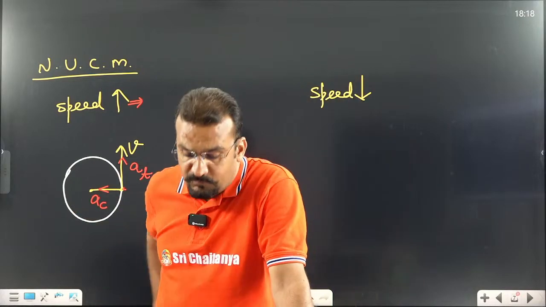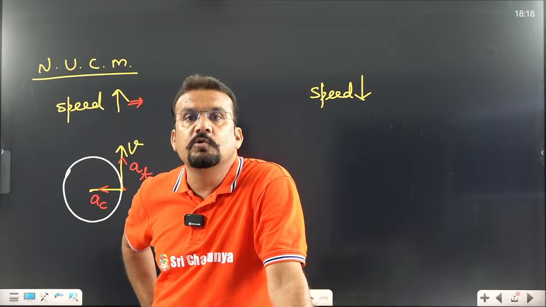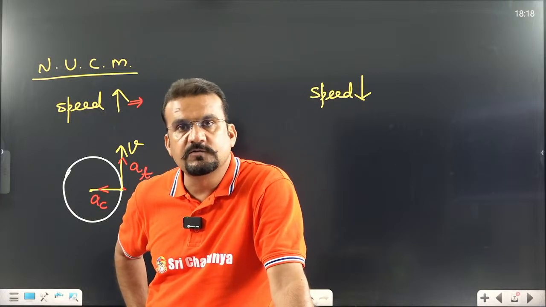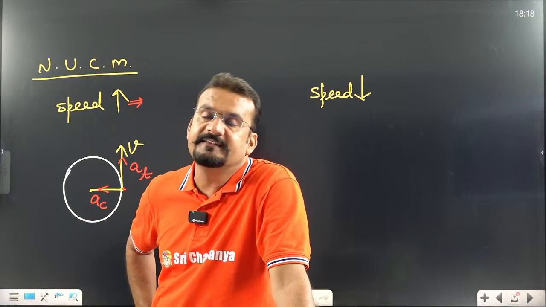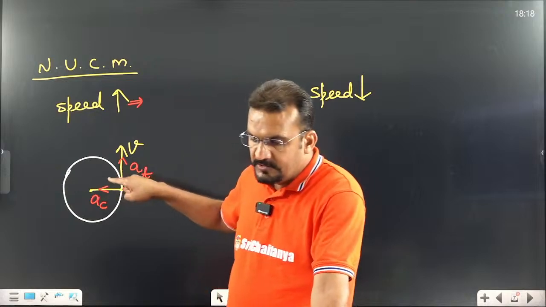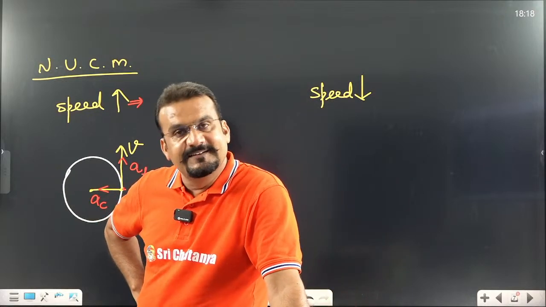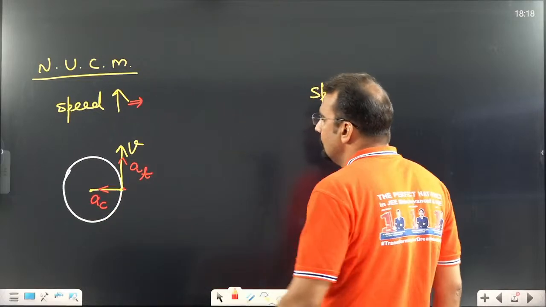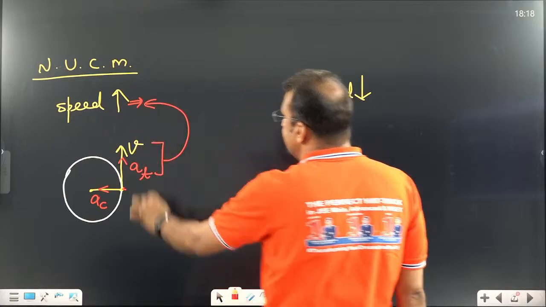And one more very important point. What about centripetal acceleration? Is it constant or variable? Sir, centripetal acceleration is always towards the center, and its direction changes at each and every point. At this point towards the center, this point towards the center, this point towards the center. That means centripetal acceleration is also variable, very, very important. So in this question, V and AT are in the same direction, which means speed increases.